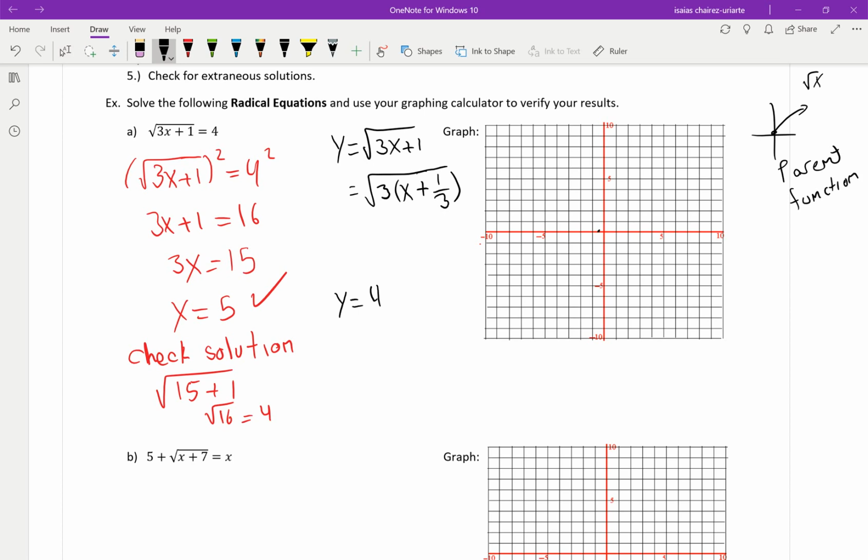Okay, and so what we've done to the parent function is we've compressed it horizontally. So this 3 compresses my graph horizontally, and then we've also shifted it 1/3 units to the left. All right, so think about this little graph being compressed horizontally. The horizontal compression is going to be hard to tell because the domain of this thing is from 0 to infinity. So if you compress from 0 to infinity horizontally by 3, you still end up with 0 to infinity. So it's kind of difficult to tell.